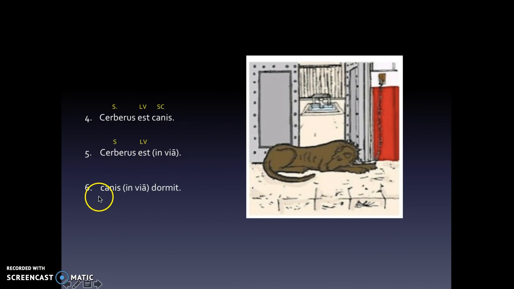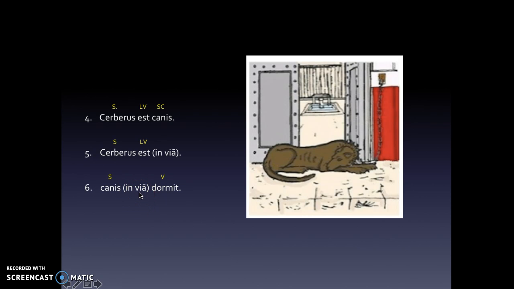All right, here we go. Canis in via dormit. In via, again, is a prep phrase. So we're going to put some parentheses around it, set it aside, and look at what we have left. Canis, it's a noun by itself, so I'm going to mark it as the subject. Dormit is an action verb, so I'm going to put a V over it. The dog is sleeping in the street.